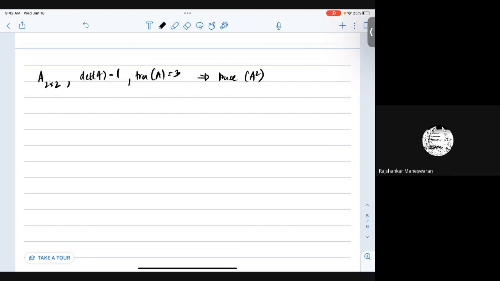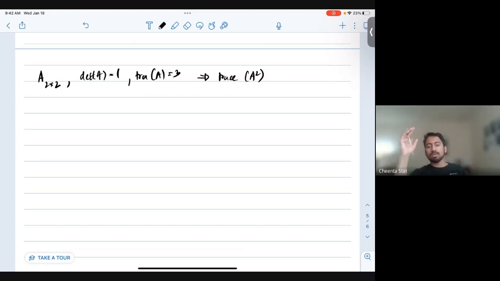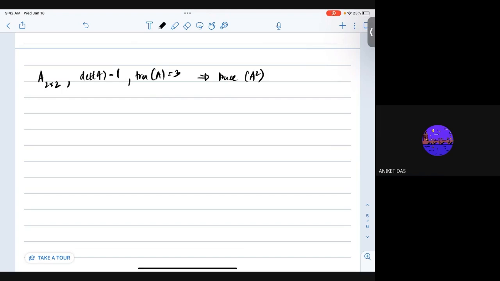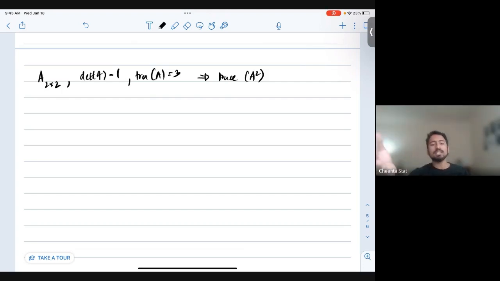Aniket, please raise your hand first. Okay, yeah, Aniket. I was thinking, if there is a property, like if we consider that A's eigenvalues are lambda 1 and lambda 2, then A square's eigenvalues will be lambda 1 square and lambda 2 square. So lambda 1 plus lambda 2 is equal to 3, and lambda 1 lambda 2, the product, is 1. Very good. Super. Yeah, that's the way out, not doing the entire thing.